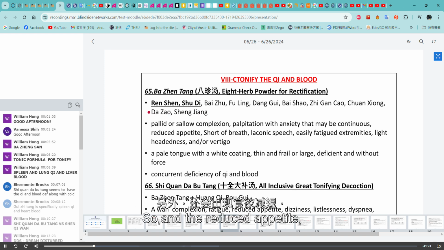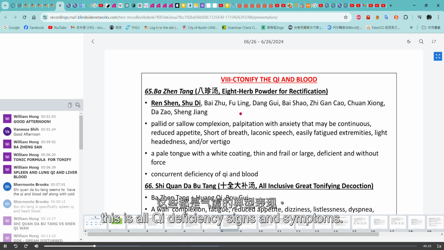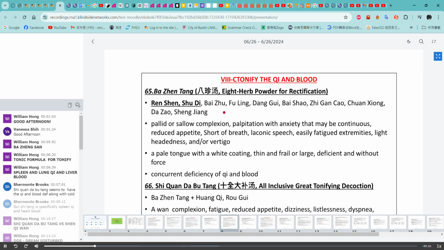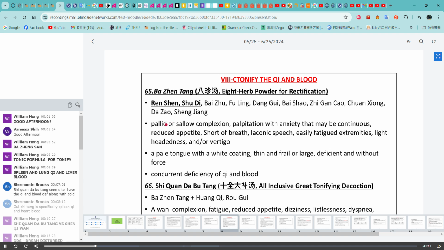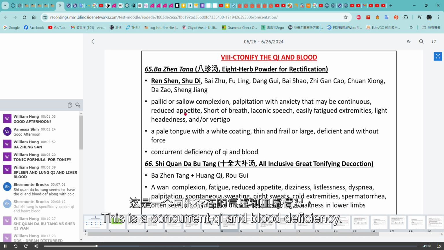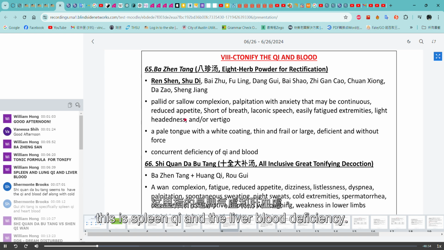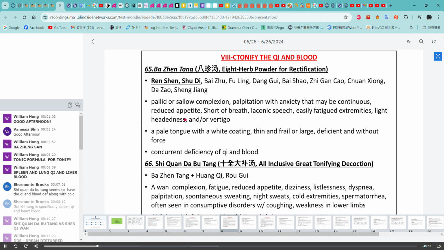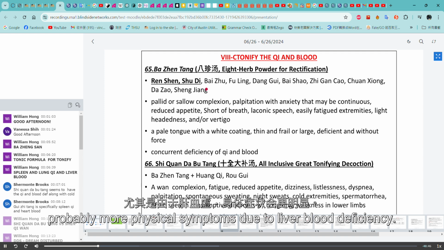So the reduced appetite, shorter breath, laconic speech, fatigue, these are all qi deficiency signs and symptoms. Some lightheadedness and vertigo is blood deficiency. Pale tongue, white coating, and very deficient pulse without force. So this is a concurrent qi and blood deficiency. What you have to understand is this is spleen qi and liver blood deficiency. So they may have more signs and symptoms, probably more physical symptoms of the liver due to liver blood deficiency.